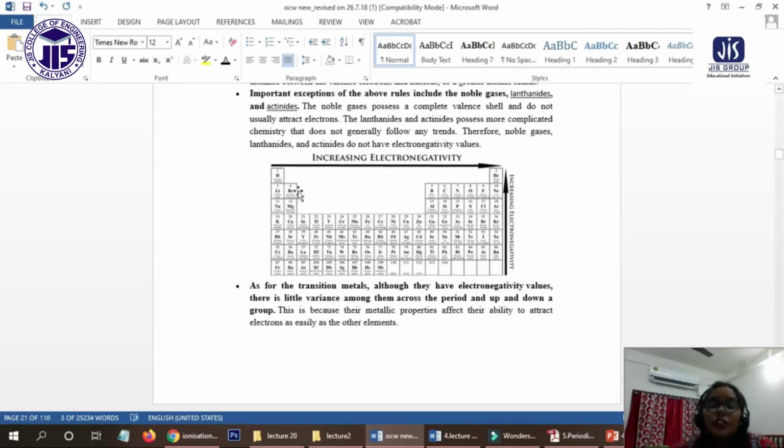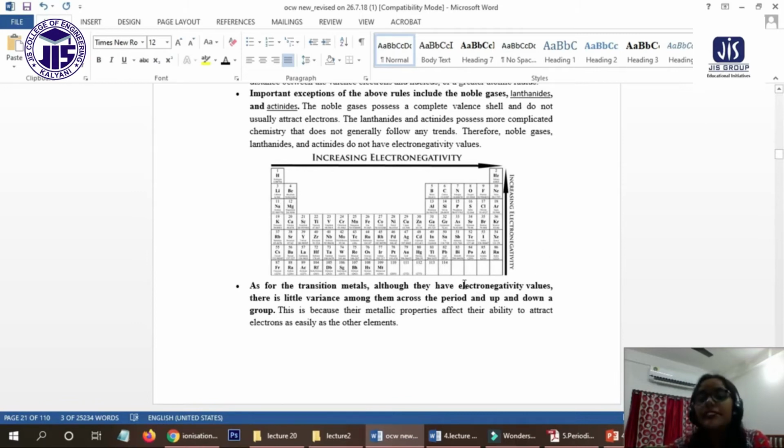And if we go towards the right side along the period, what will happen? The size will be smaller, because the electron as well as proton will be added in the same shell, so the nuclear charge will increase, and thus the attraction force will increase, and thus the contraction will take place. So this is the size trend.